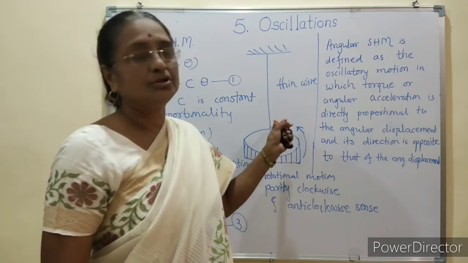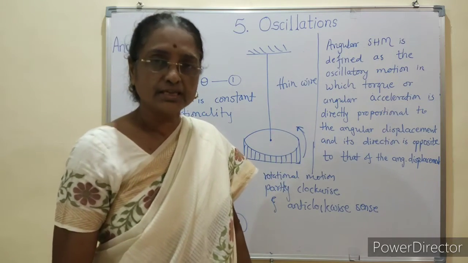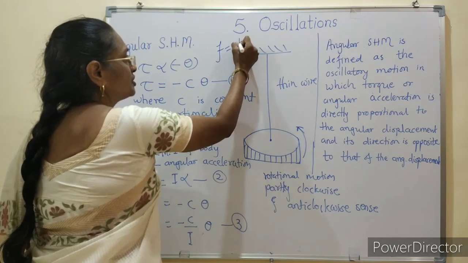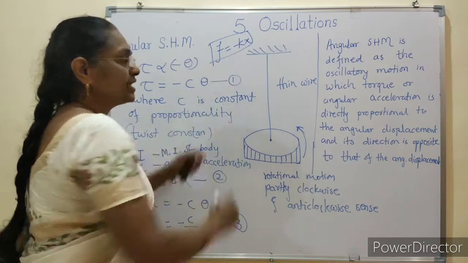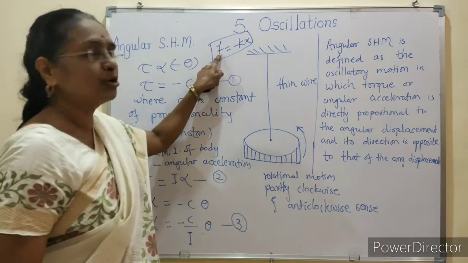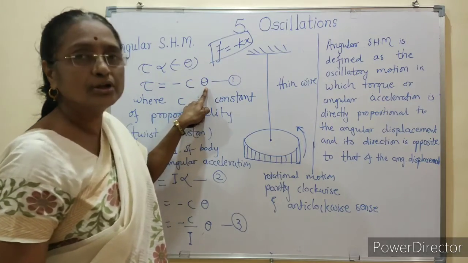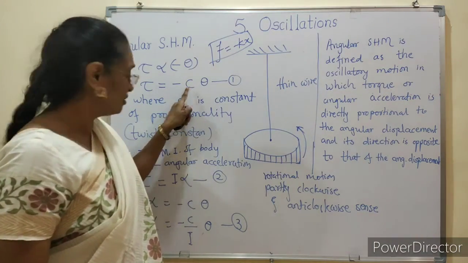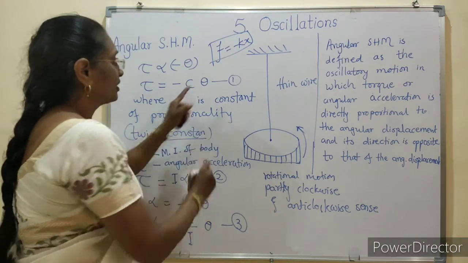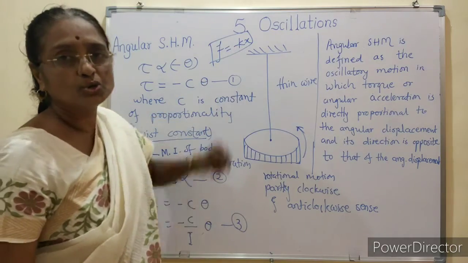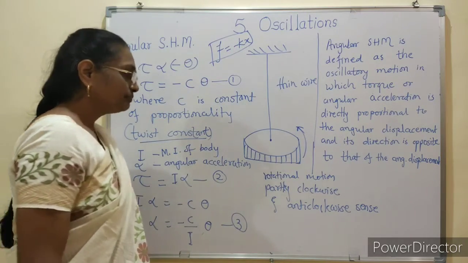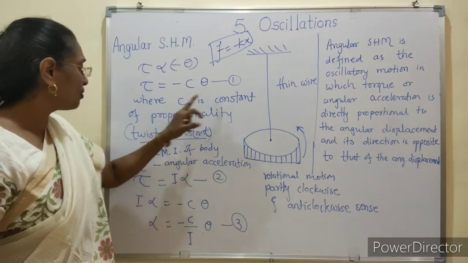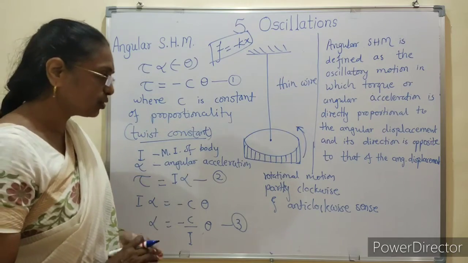This concept is similar to linear S.H.M. In linear S.H.M, we have taken the expression as F is equal to minus kx. Here tau is analogous to force, theta angular displacement is analogous to linear displacement, and here c, which is the twist constant, is analogous to k, which is the force constant. Now here the new quantity we have is c, the constant of proportionality, which is the twist constant.